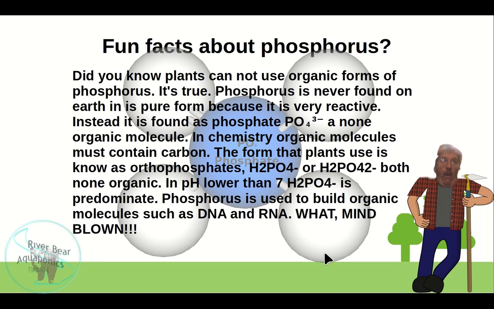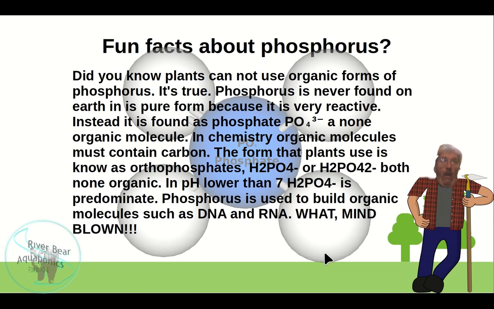A fun fact about phosphorus: did you know that plants cannot use organic forms of phosphorus? It's true. Phosphorus is never found on Earth in its pure form because of how reactive it is. Instead, it's found as phosphate, PO4 3-, a non-organic molecule. In chemistry, organic molecules must contain carbon.